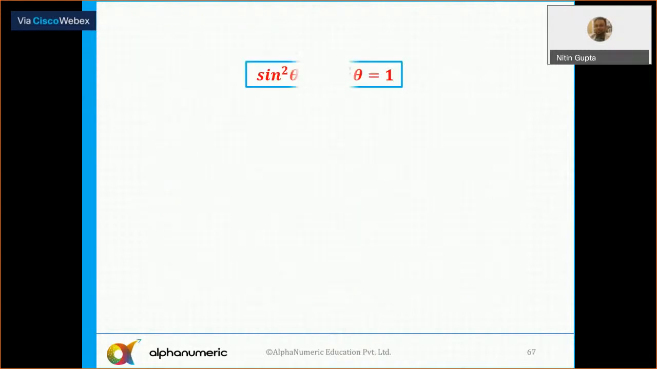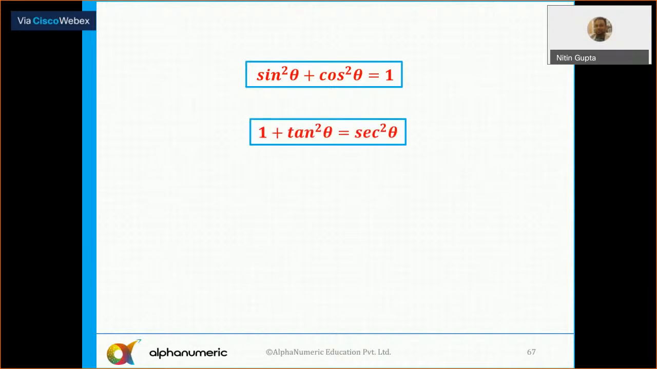Now come to the other formulas. Sin square theta plus cos square theta is 1. 1 plus tan square theta equal to sec square theta. And 1 plus cot square theta equal to cosec square theta. These are three standard and commonly used formulas.